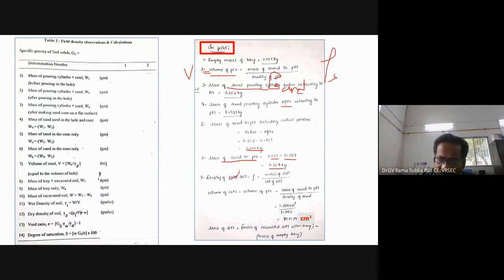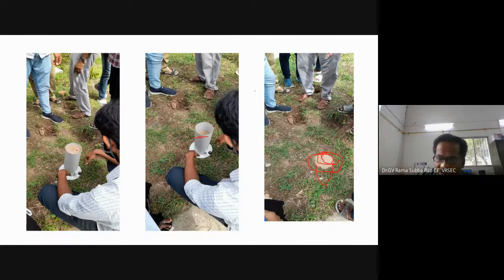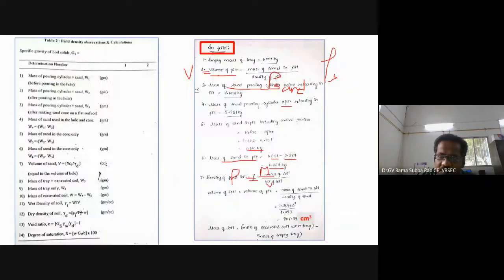Now how to determine the density of soil? Density of soil is equal to mass of the soil by volume of the soil. I have excavated soil, and that mass is measured. Now the density of field soil is equal to mass of the soil by volume of soil. So now you see, volume of the pit is equal to mass of the sand in the pit by density of sand.